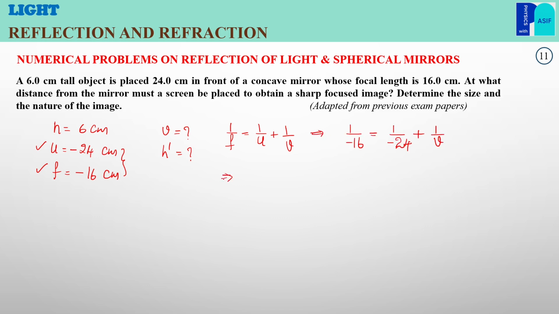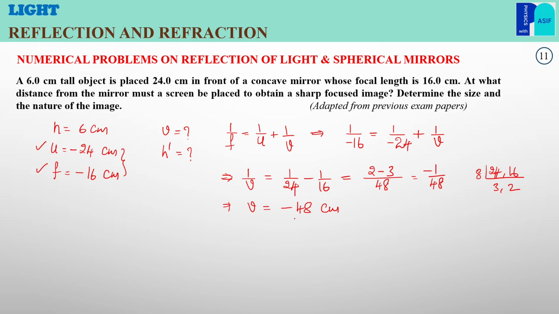and from this get the value of v, that is 1 by v is equal to 1 by 24 minus 1 by 16. The LCM of 24 and 16 will be 48. So 24 cancels 2 times, therefore it is 2, minus 16, it cancels 3 times, that is 3. So this will be minus 1 by 48, that is the value of 1 by v. And if you take the reciprocal, v is equal to minus 48 centimeters. The value of v is negative, that is the image is formed in front of the reflecting surface of the concave mirror. Therefore, the image formed is a real image.